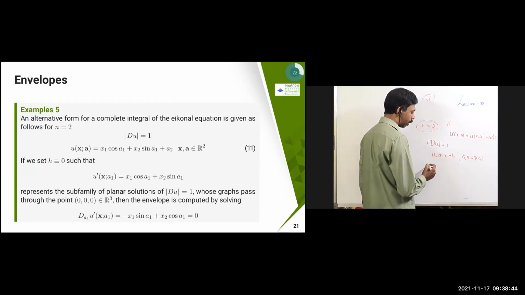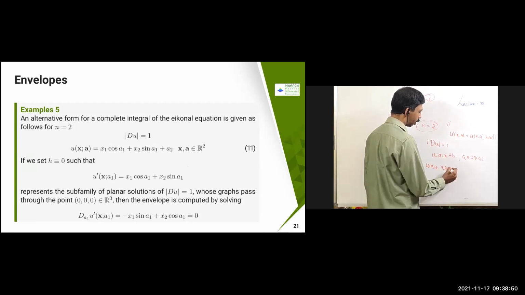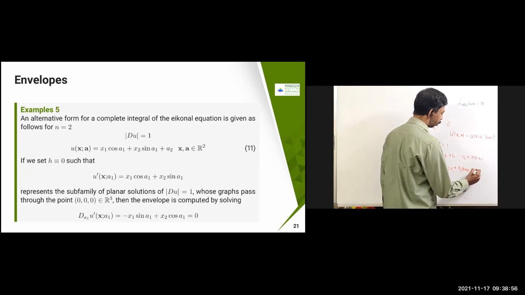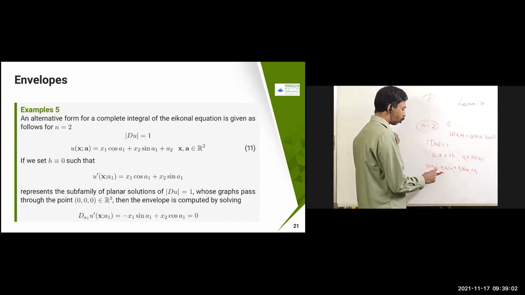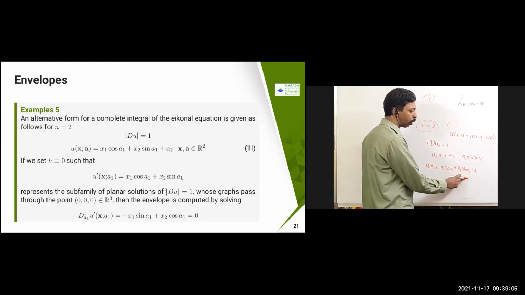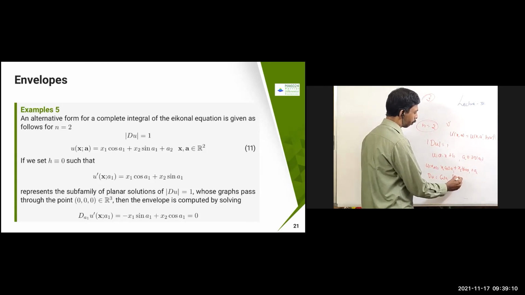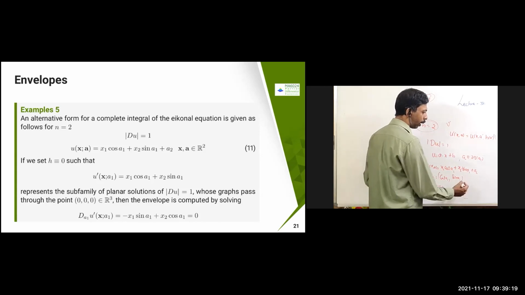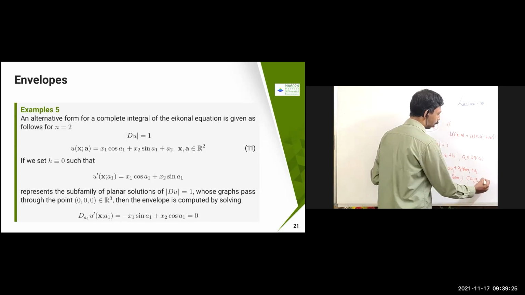The same thing I can write as u of x comma a equal to x1 cos a1, okay, plus x2 sin a1 plus a2. Okay, so if you calculate this one, once again, if you just calculate du, you're going to get cos a1 and sin a1 is going to come. Okay, du is going to become cos a1, sin a1. So if I take modulus, this is going to become cos square a1 plus sin square a1, that is going to be 1 always. Okay, so that is going to be there. So here a belongs to R square. Okay, a1 comma a2 belongs to R square.